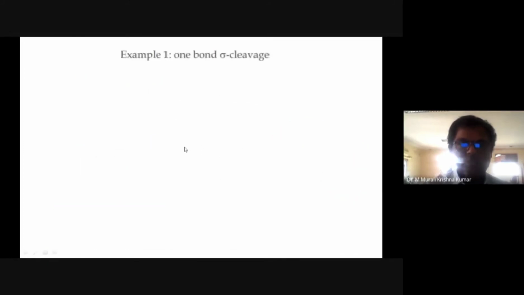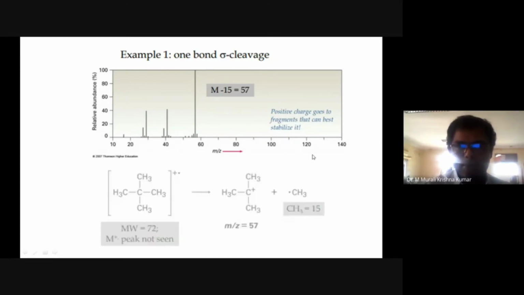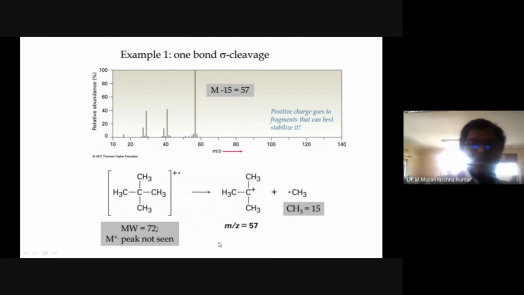The next one is, let's see one example. In case of one bond cleavage, this is the compound, and here surprisingly what we are expecting is, what is this one? 1, 2, 3, 4, 5.